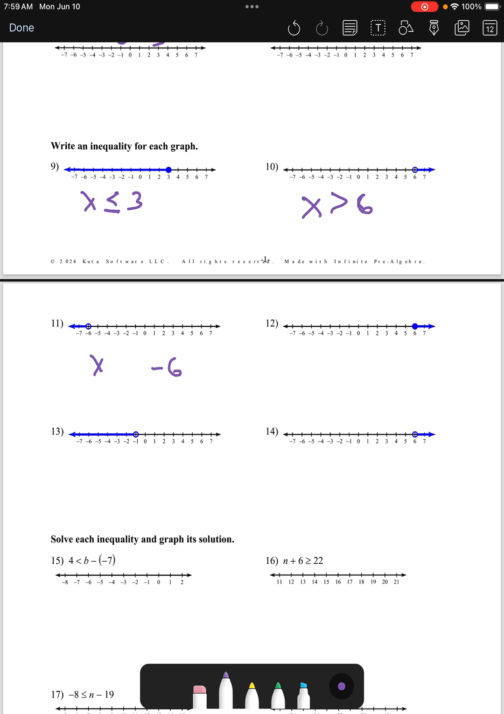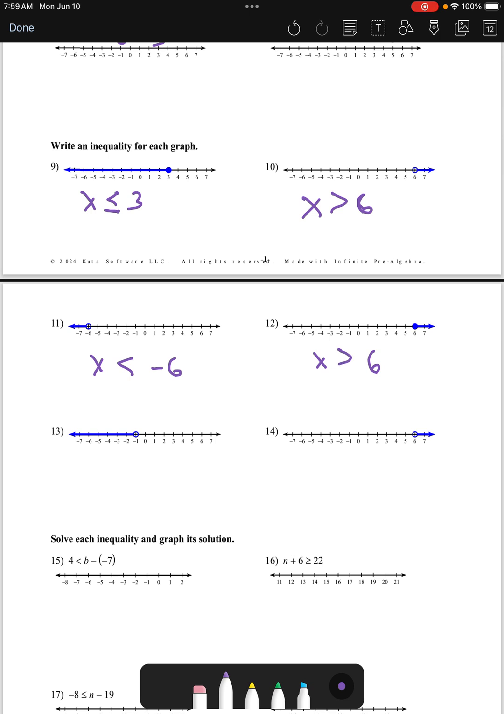In number 11, put down your variable, put down the number where the circle is, so x and -6. The arrow here on the graph points to the left, so it's pointing to things that are less than -6. And -6 is not included. That circle is open. X is less than -6.